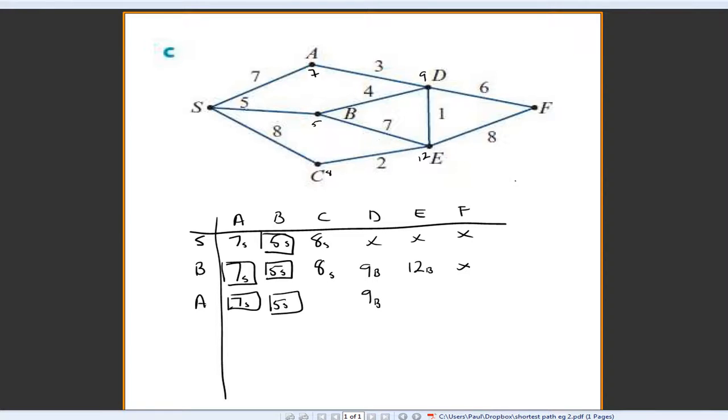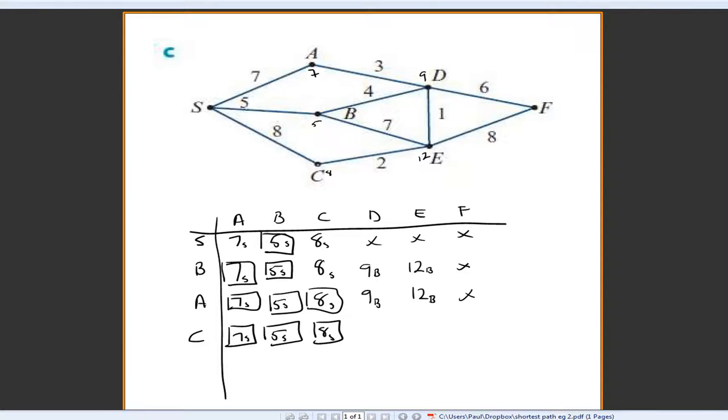And what I do is I basically just check again. From A I can't get anywhere else, so the 8 from the start stays, and the 12 from B stays for C and E. I still can't get to F, so that remains crossed. Alright, we've got 8, 9, and 12. Box up 8, the smallest number. That comes from vertex C, so I write down C as the center of attention. 7 from the start, 5 from the start, 8 from the start.